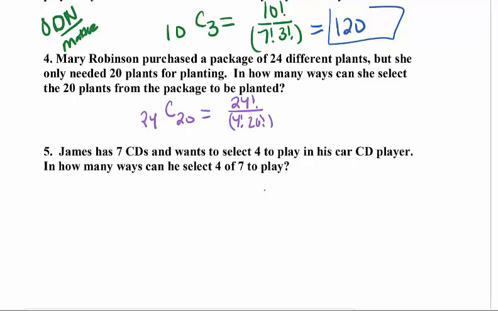Somebody may be wondering, it doesn't matter the order these are in. If I'm going to write it out, I generally leave it as a permutation, which is the 4 factorial, and then I add the 20 factorial for the combination piece. But you don't have to write that piece out for me at all. So you should get 10,626 different ways that you could select those 20 plants.